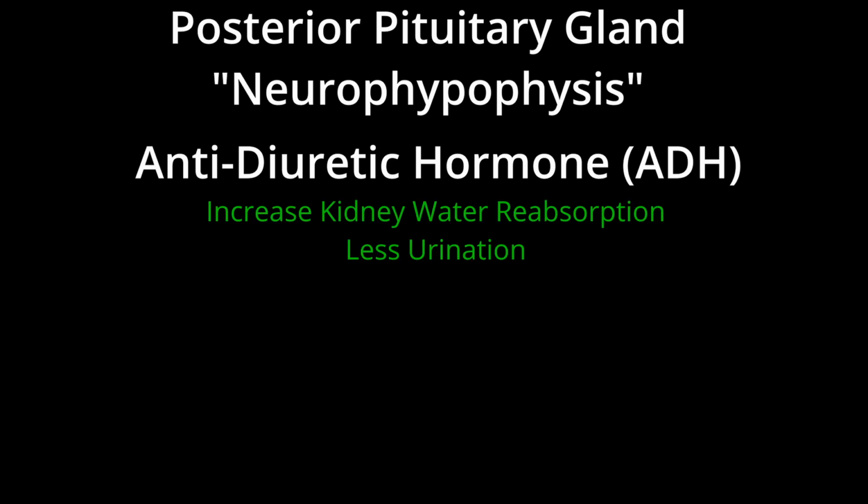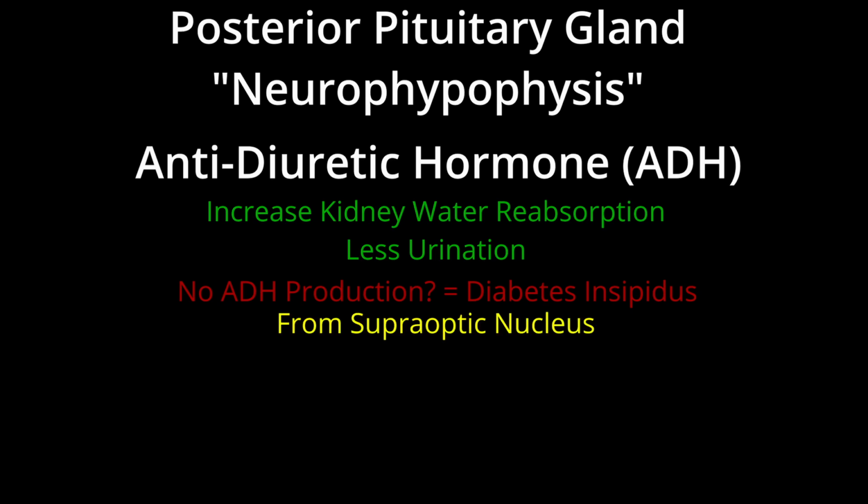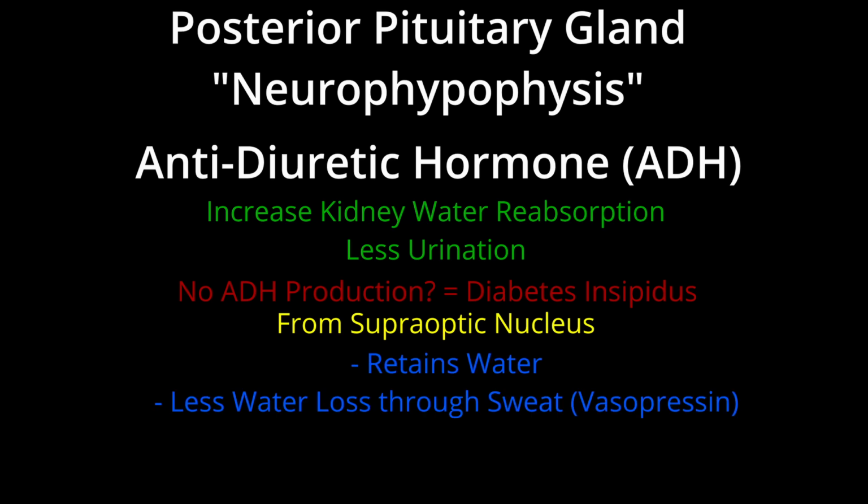Now, the second hormone, antidiuretic hormone, ADH, is basically increasing kidney water reabsorption, which means less urination, less peeing. Not being able to produce ADH is diabetes insipidus. It's regulated through the supraoptic nucleus, a negative feedback loop. It helps retain water and decrease water loss through sweating by contracting the arteries, increasing blood pressure, vasopressin.